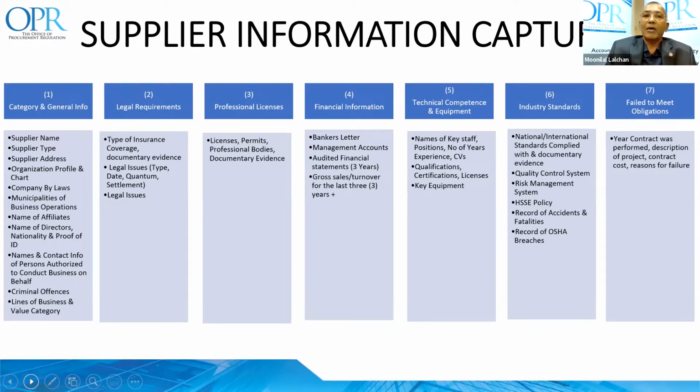For example, up to $100,000, all you need is a banker's letter. Over $100,000 and up to $2 million, you need management accounts for 3 years signed by 2 directors, or if you are a sole proprietor, by the proprietor. Anything above $2 million, you are required to have 3 years of audited financial statements. And if there are any obligations you would have failed to meet, you have to state those also. I deliberately did not go into the category and general information on number 1, but those are things that are standard in any pre-qualification listing.